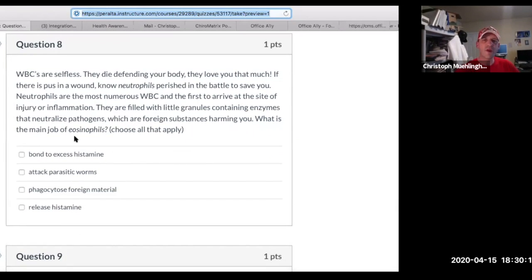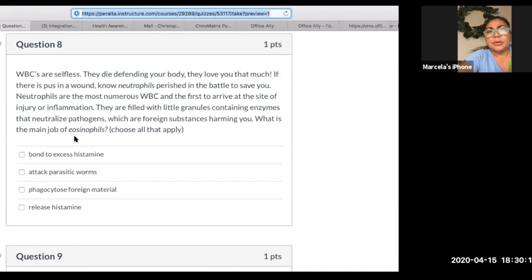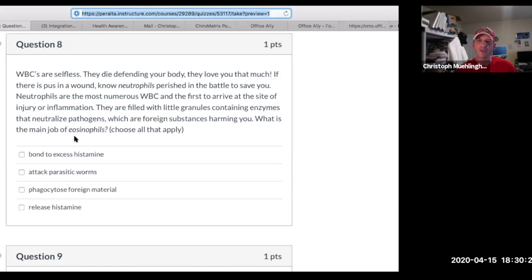That brings me to number 8. White blood cells are selfless. They die defending your body. They love you that much. If there's pus in the wound, you know that neutrophils perished in the battle that saved you. Neutrophils are the most numerous white blood cells and the first to arrive at a site of injury and inflammation. They are filled with little granules containing enzymes that neutralize, that's why they're called neutrophils, pathogens, which are foreign substances harming you.